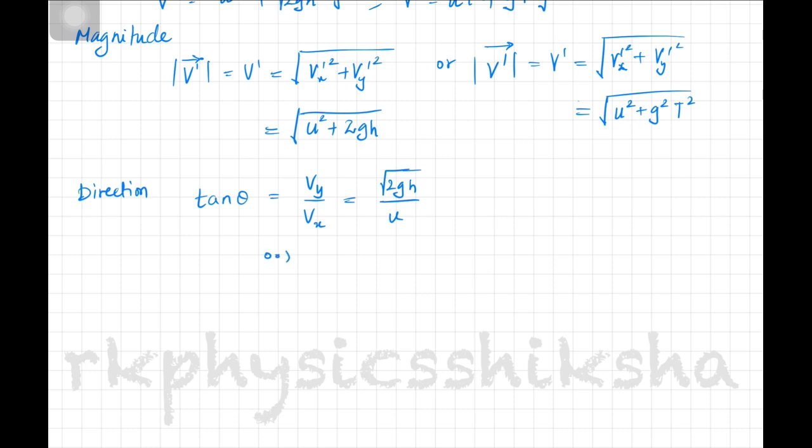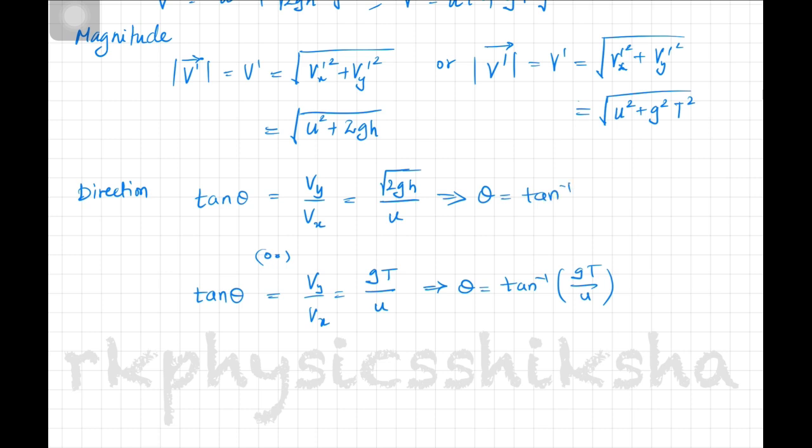Or I can also write it as tan theta is equal to, if I know the time of flight provided, g, I can write it as Vy by Vx, which is equal to g capital T by u. So theta will be equal to tan inverse of g capital T by u. Here also I can write it as theta is equal to tan inverse of root of 2gh by u.